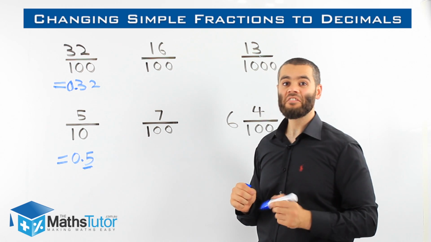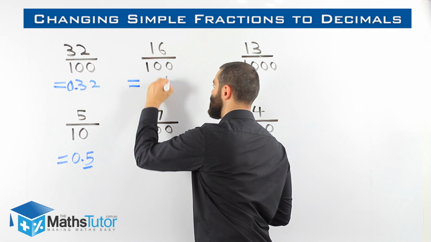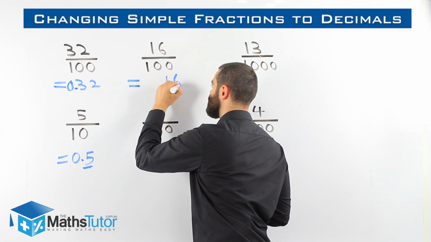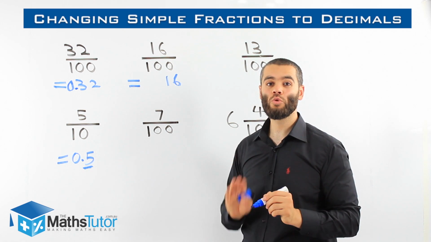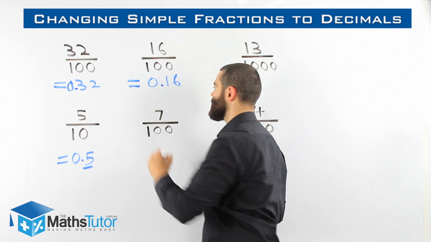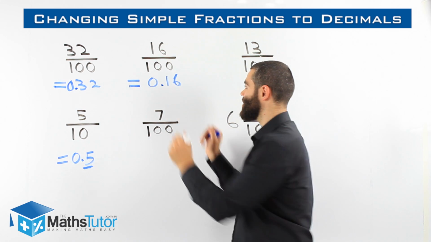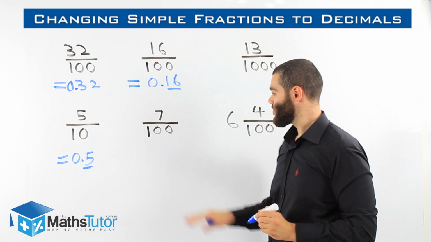Another example, 16 out of 100. We write our number 16, and we see there are 2 zeros, which means 2 numbers after the point. 0.16, 2 numbers after the decimal point.